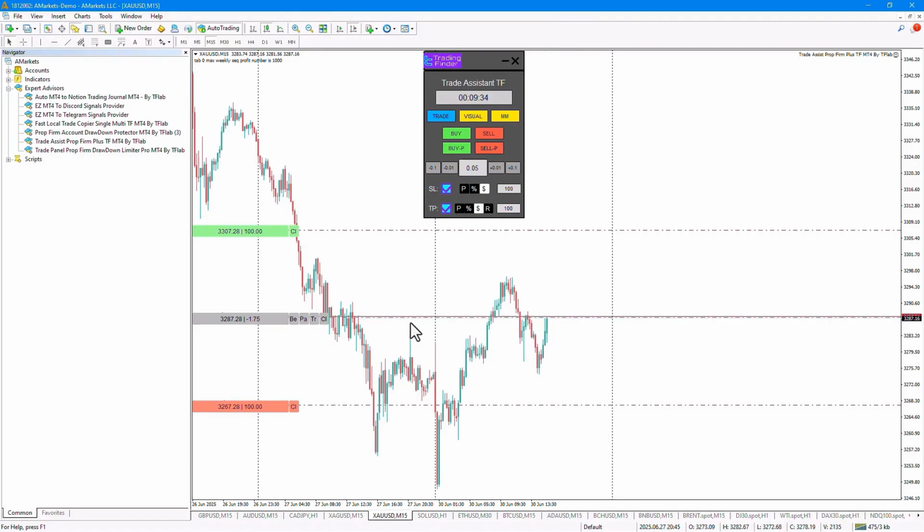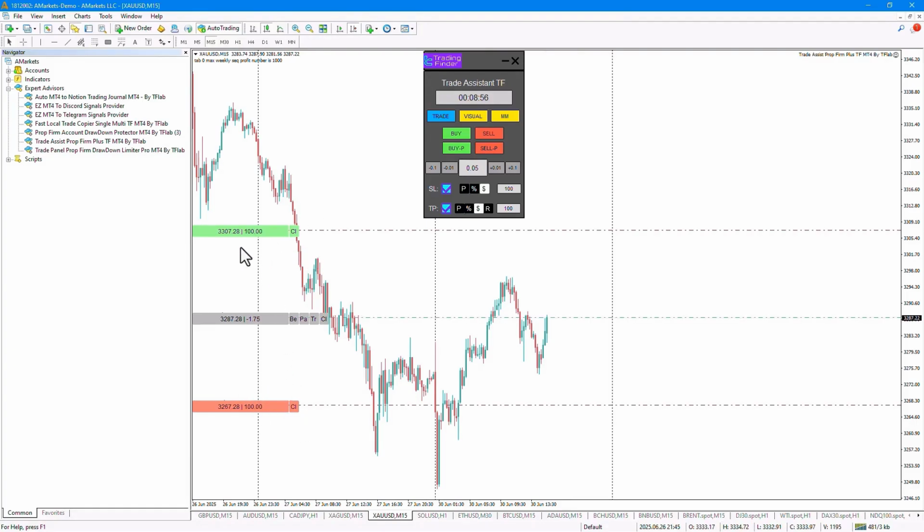When we execute a trade on the chart, three levels are displayed for us. A gray level represents the entry point of the trade, where on the left side you can see the entry price, and on the right side you can view the profit or loss amount for the trade at this level. The next level is the stop loss level, which is marked in red. On the left side, the stop loss price is shown, and on the right side, the potential loss amount if the price reaches this level is indicated.